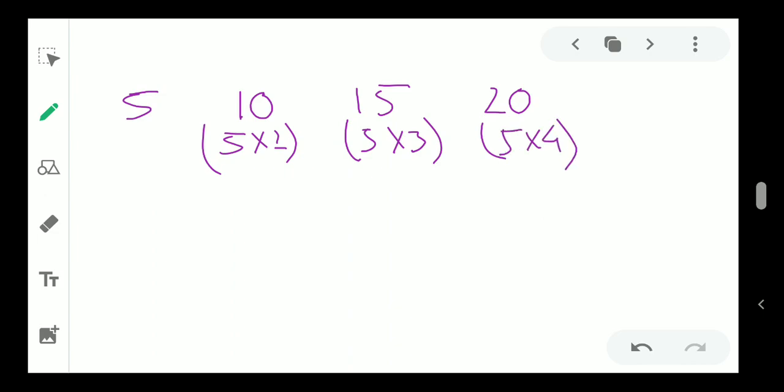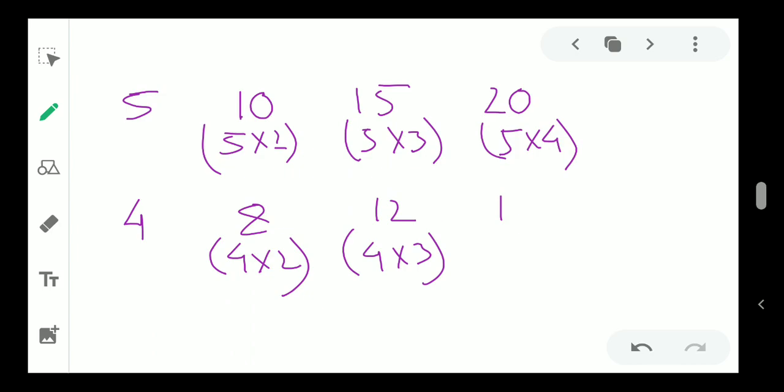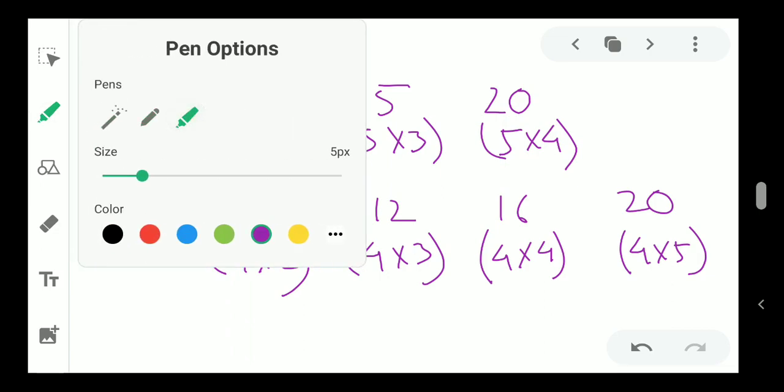Now if I give you another number, that is 4, and I tell you to find the multiples of 4, you have to write the table of 4. That is 4 into 1, 4, 4 into 2, that is 8. So I'm writing 8 here. Then 4 into 3, 12, 4 into 4, 16, 4 into 5, 20. Sometimes I am also making mistakes. Okay, so I am again noting what these are.